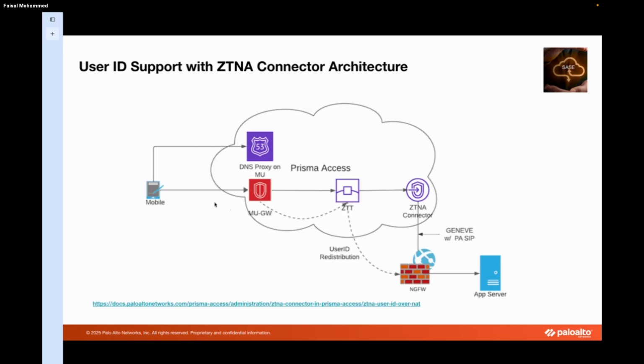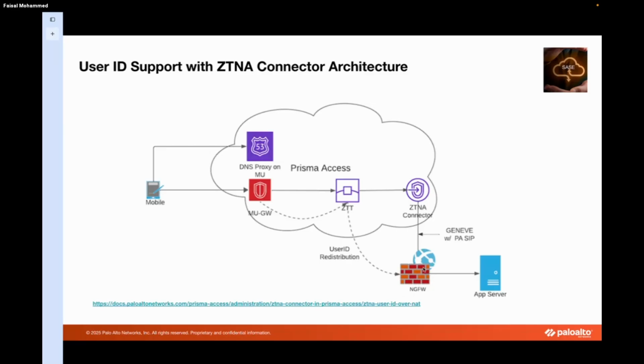And if you want to extend user-based policies inside the data center, and you have a PAN-OS firewall, we have support for this. When this firewall is the next hop for the ZTNA connector, we use a Geneve protocol to pass the user information in addition to the traffic that needs to be forwarded to the app server, and we can apply policies based on the user who's connecting for the app he's trying to access at the data center with this information.